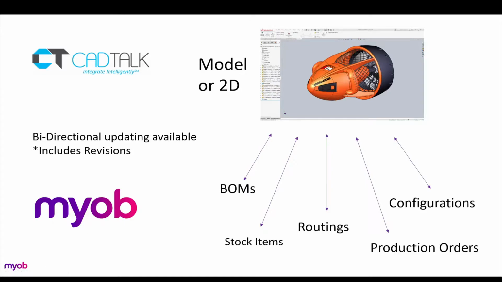Each time a new design is released or an existing design is revised, CADTalk transforms this data to create new or update existing items, bills of material, and routings in MYOB Advanced. Further, it identifies the changes between engineering data in CAD and manufacturing data in MYOB, so you know which information needs to be updated between the two systems, ensuring that everyone is working from the same up-to-date information.